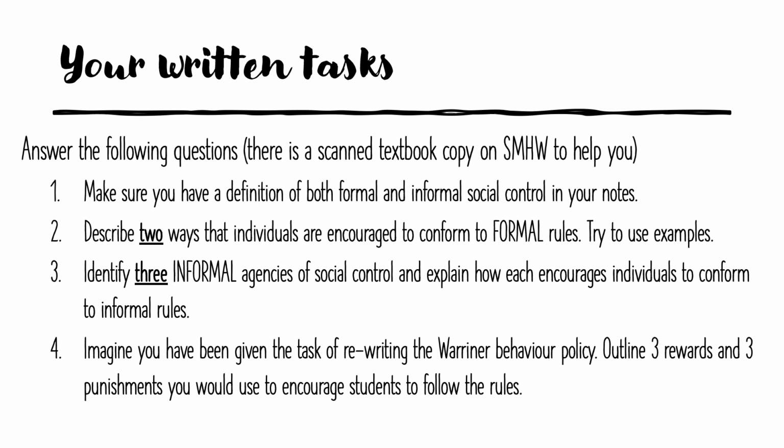And number 4, I thought this would be quite fun. Imagine you've been given the task of rewriting the Warrener behaviour policy. I want you to think about this, the role of the Warrener as an agent of social control in your life. If you had the choice, what would be 3 rewards and 3 negative sanctions, 3 punishments you would use to encourage students to follow the rules? I'm very interested to see what you suggest there. As always, take a picture, upload it to Show My Homework so I can just see how you've got on. Golden challenge is on the next slide.